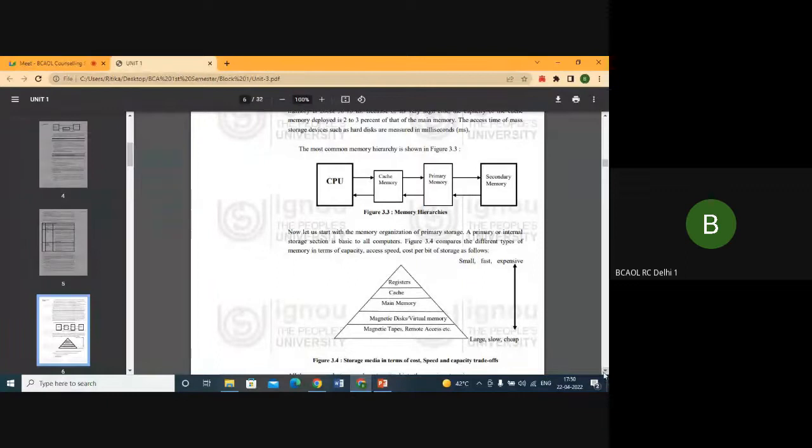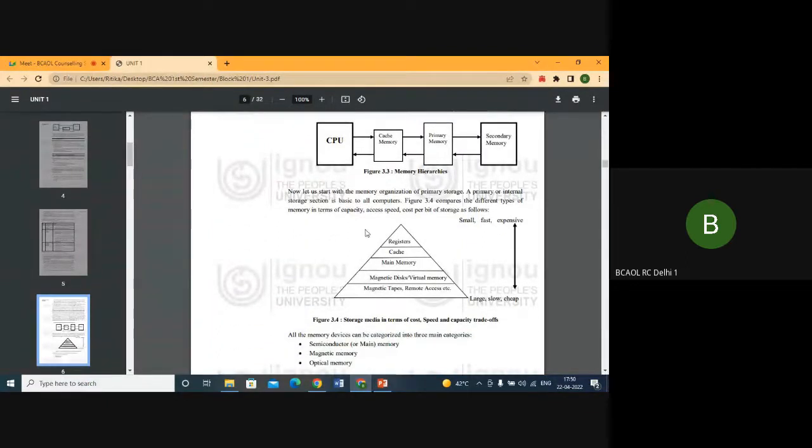This is your memory hierarchy. When we talk about memory hierarchy, you have registers the fastest, cache is the second fastest, main memory is the third, then magnetic disk or your hard disk is the fourth, and magnetic tapes, remote access devices are the fifth. We generally say here secondary storage devices.